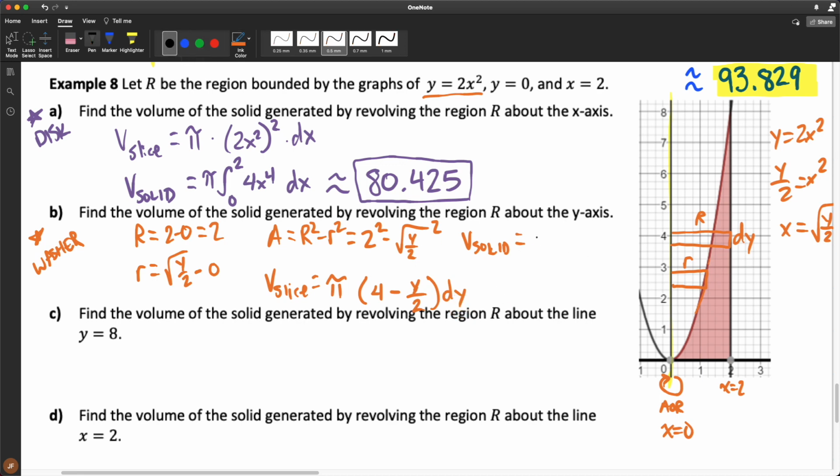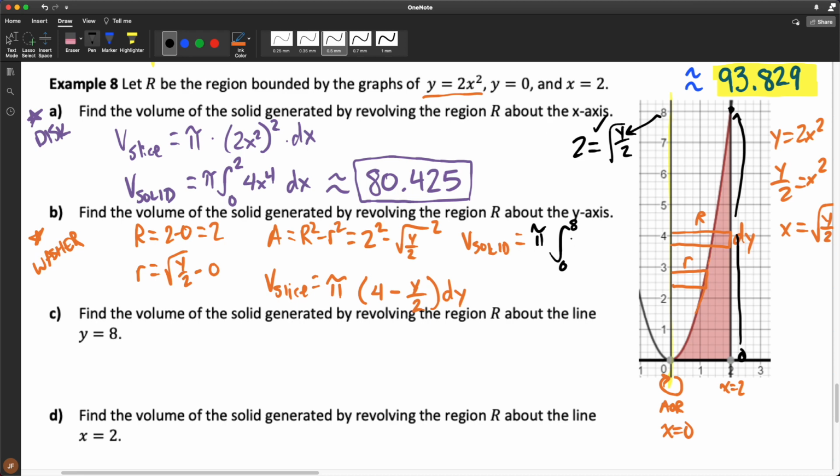Okay, volume of our solid, pi times our integral. Again, we're going from bottom to top, so we're going from 0 all the way up to, it looks like it intersects at 8. Let's see, that's the equation x equals 2 and y equals 2x squared. Or we got, what do we get? Square root of y over 2. So if I plug in an 8 for that y, does that give us a true equation? 8 over 2 is 4, square root of 4 is 2. Yeah, looks good. All right, so we're going from 0 to 8.